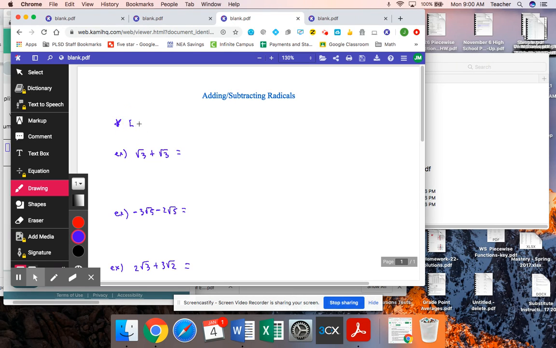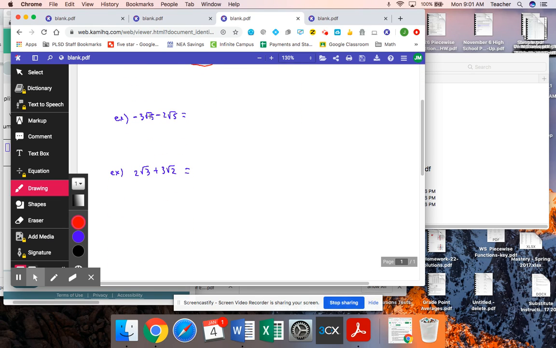So just like with variables, you need like radicals in order to combine. So if I look at this example right here, I have a radical 3, or the square root of 3, square root of 3. Those are the same radicals, and so I can combine those. I have one of them here. Let me just highlight that. And I have one here, even though it's not written. So altogether, I have 2 of those square roots of 3s.